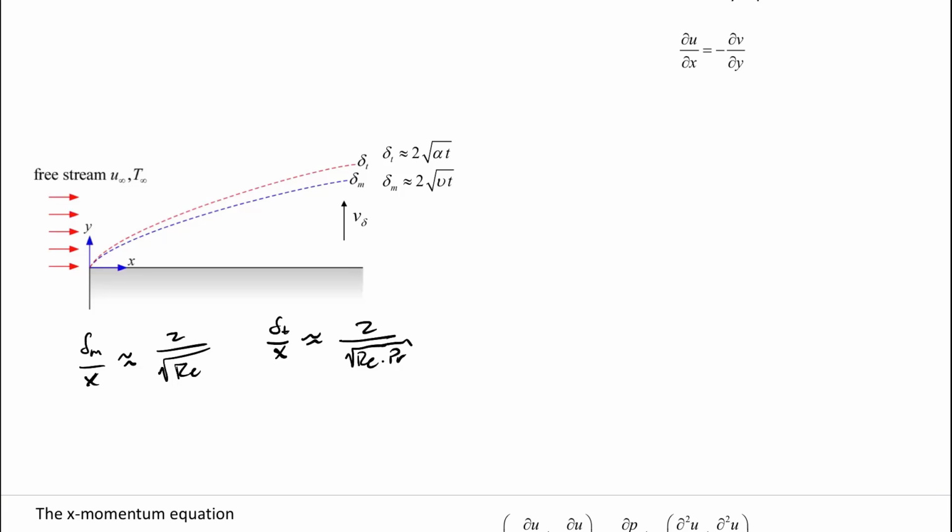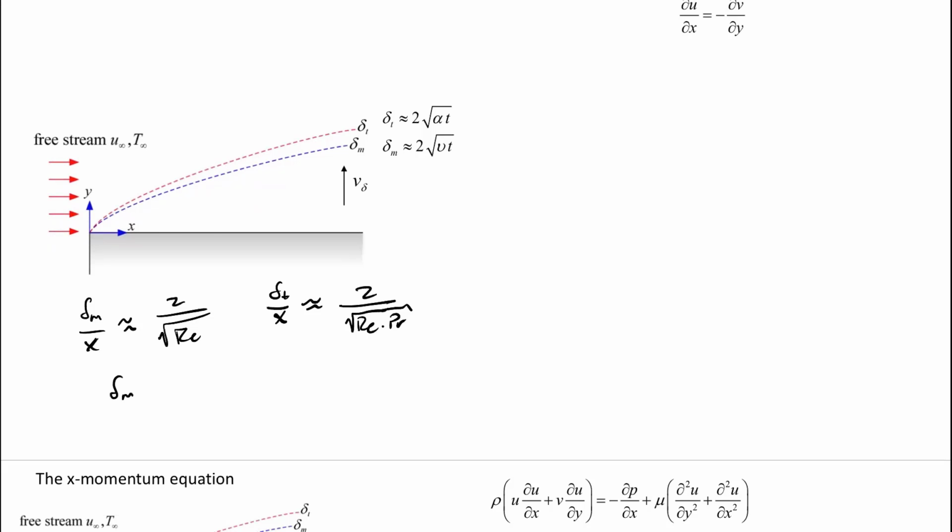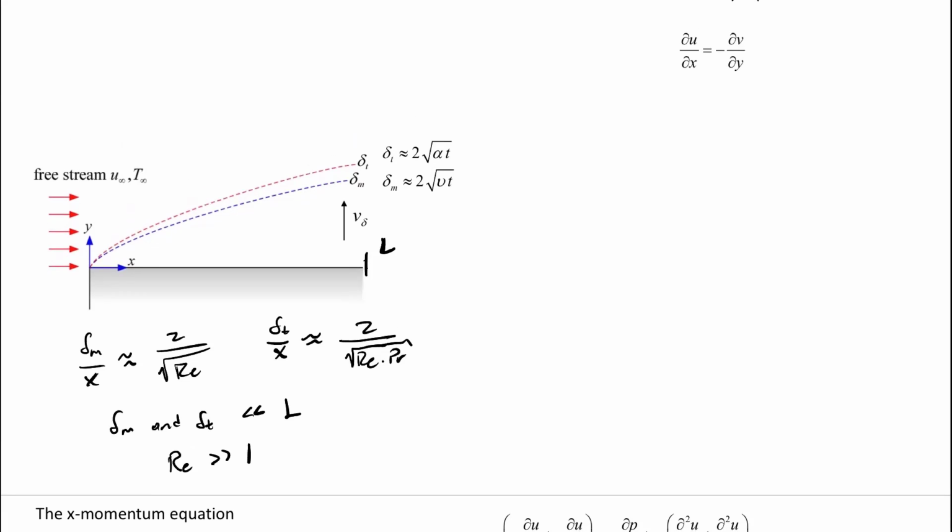We also made the observation that delta M and delta T are typically much smaller than the length L, the overall length scale of the problem. That's really important when we talk about simplifying these things down. What's the other thing we want to know? Normally the Reynolds number is also much bigger than 1. A normal Reynolds number is going to be thousands, hundreds of thousands. Okay, so let's go through and do our order analysis here.